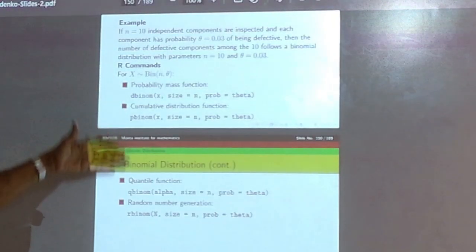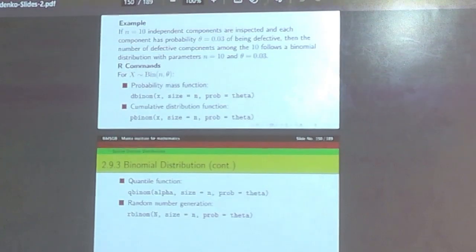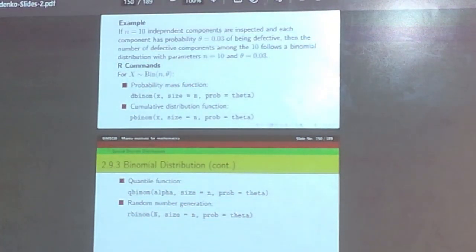Someone can ask, what is the probability there will be less than 2 defectives, more than 5 defectives, 0 defectives, 1 defective, whatever. You can find out these probabilities. These are going to be useful in practical applications. We will see some applications a little later, right?